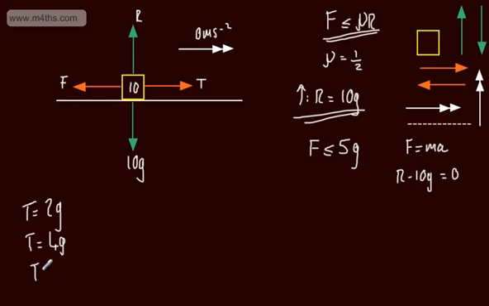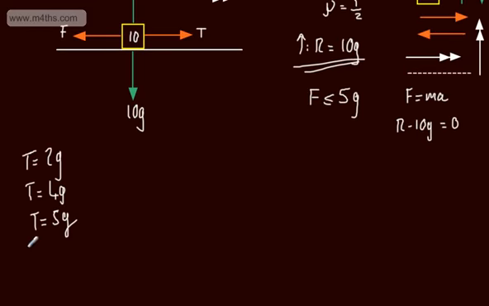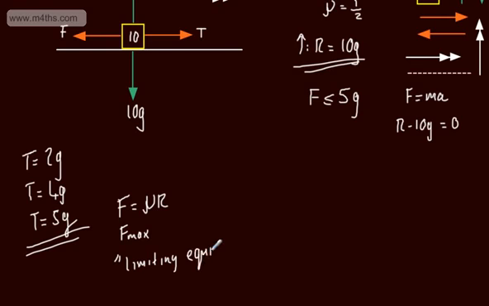Let's now crank up the tension to 5g newtons. At this stage, despite it not moving, it's on the point of moving. It's in limiting equilibrium. These two forces are equal, and if T is equal to 5g, we can say that F, the friction, is equal to mu R. It's now frictional max, and it's in limiting equilibrium, on the point of moving. So that's the scenario.